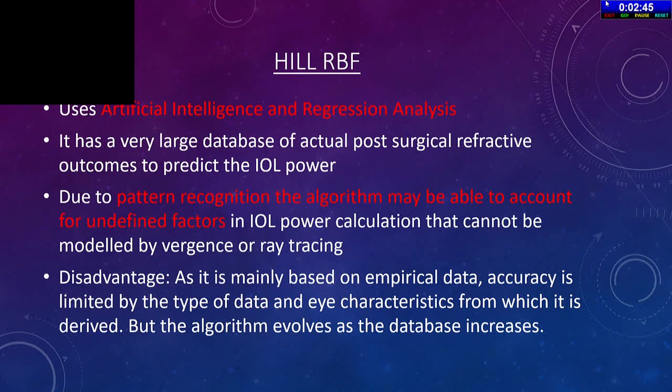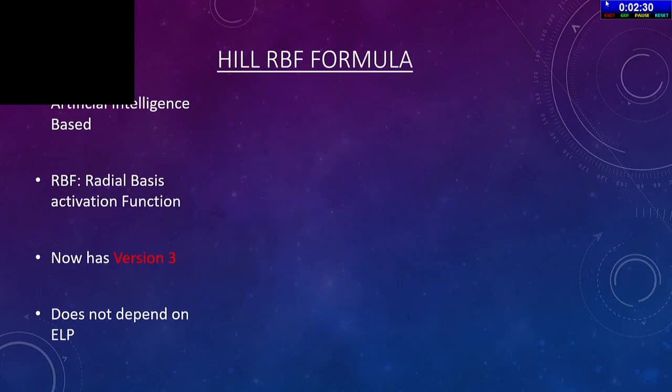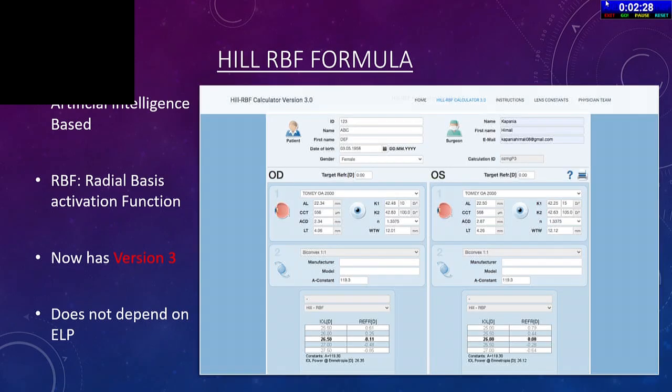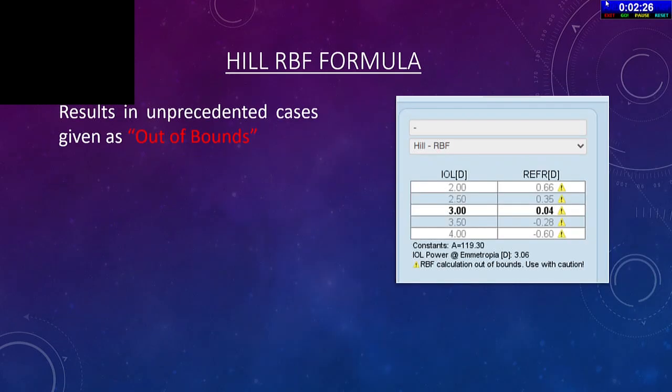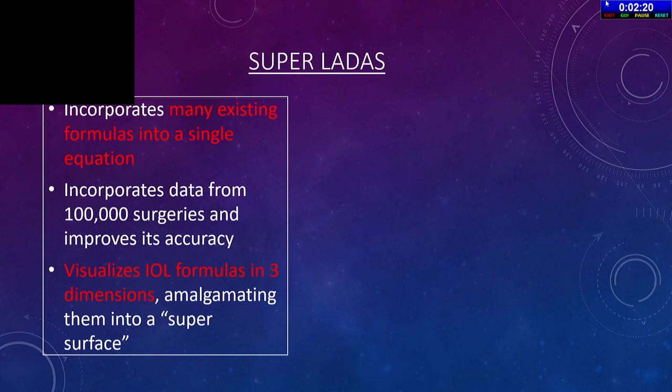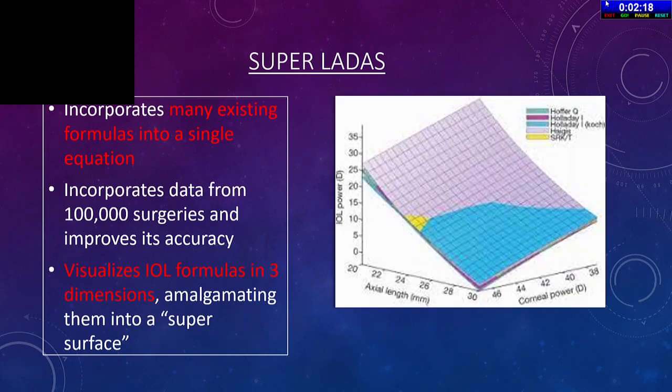But the disadvantage is that because it's based on empirical data, the accuracy is limited by the type of data and the eye characteristics from which it is derived. But as the database increases, this disadvantage decreases further. So we are in version 3 of Hill RBF, and the out of bounds has decreased drastically as the database has increased.